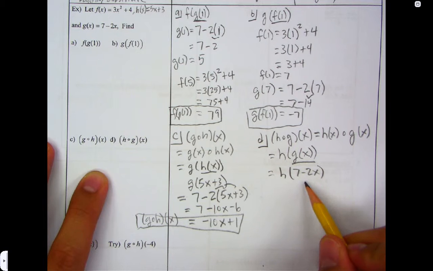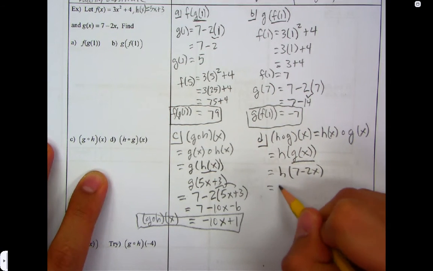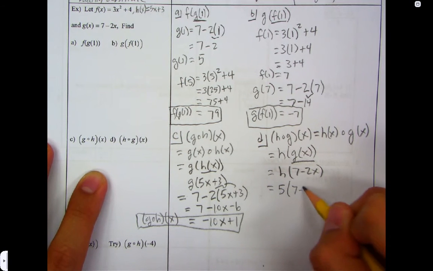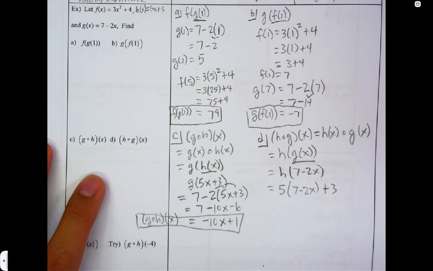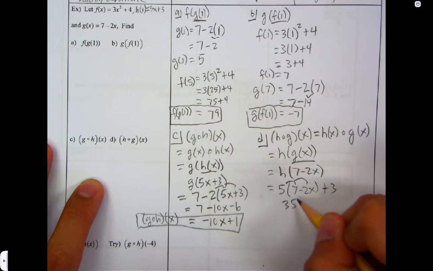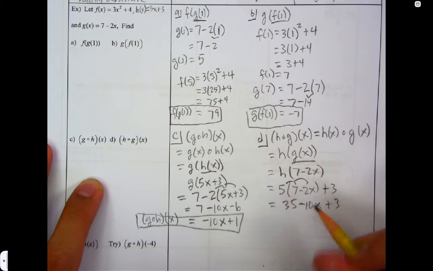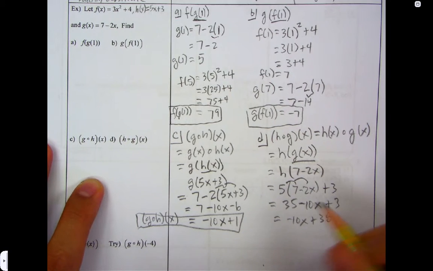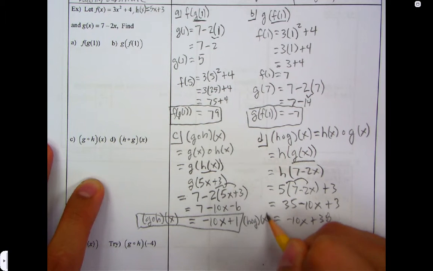Now I'm going to plug in 7 minus 2x for the x of h. So 5, instead of x, plug in whatever's in the parentheses, 7 minus 2x plus 3. Last of all, distribute and combine like terms. Distribute. 5 times 7, 35. 5 times negative 2x is negative 10x plus 3. Combine like terms. 35 plus 3 is 38, and this is equal to the original problem, h composed with g of x.